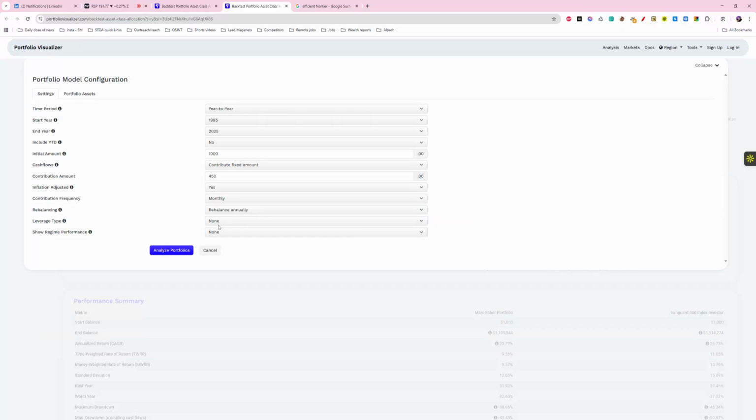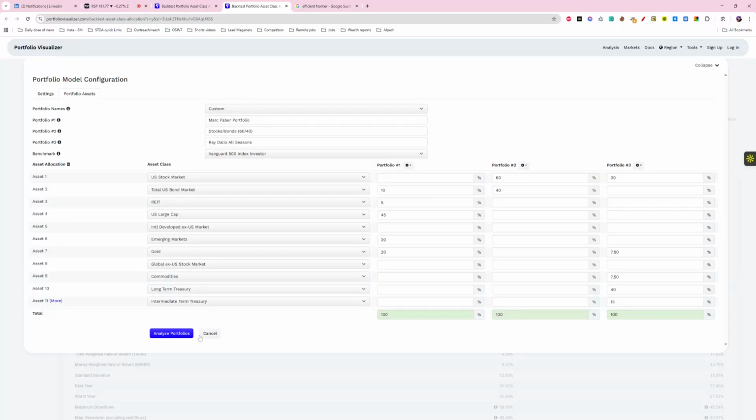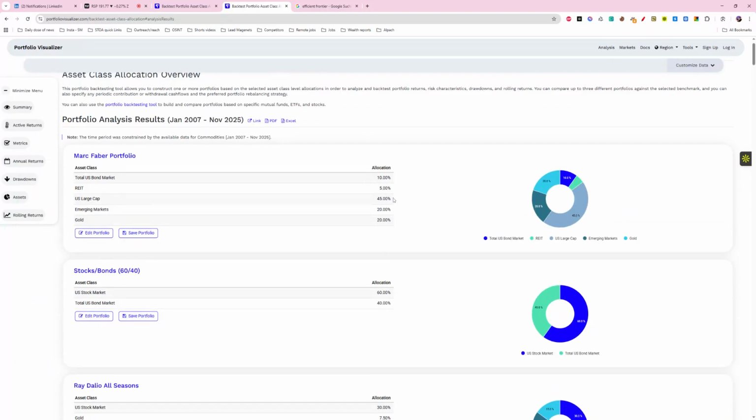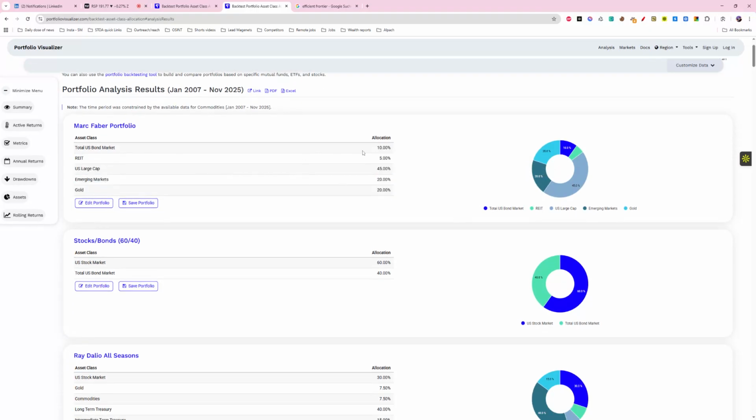So are we going to use leverage? We're going to use no leverage. Let's analyze our portfolio over here. When we click analyze, we can see different pie charts on the right side, and on the left side, the percentage of each asset. So in total we have over here 100% my strategy, which is called Mark Faber because I used that before. 10% is in the bond market, 5% in real estate, 45% in large caps, 20% in emerging markets, and 20% in gold.